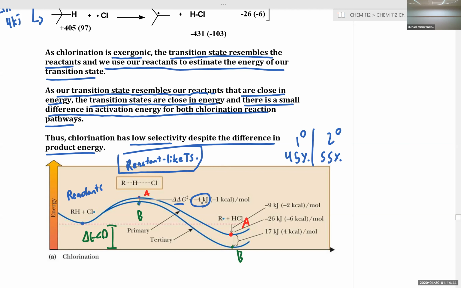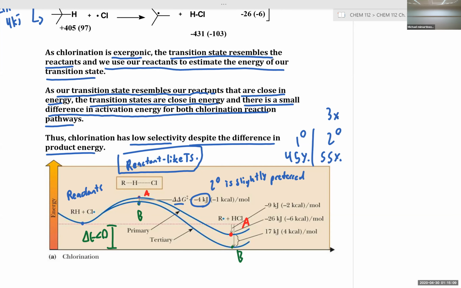There is a small amount of selectivity. The secondary is slightly preferred. But it's not preferred by much, right? That's why we observe this 3 times selectivity rather than 97 times for bromination.